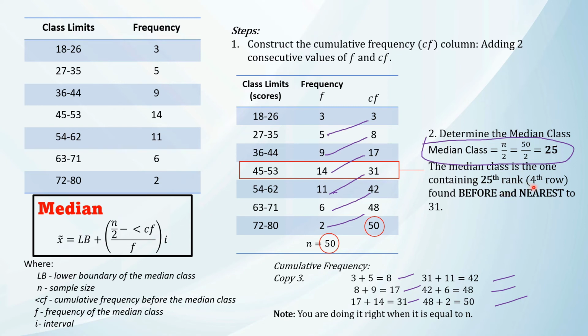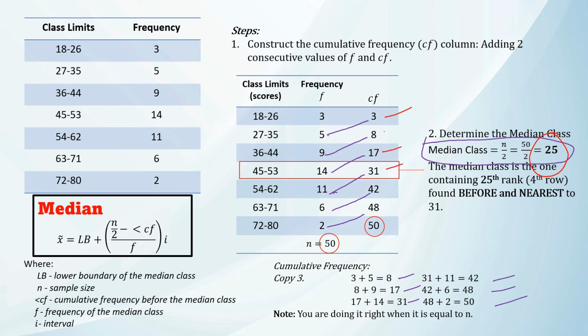So this is the fourth row, found before and nearest to 31. So what will be your basis in finding the median class? Take a look at this. So you have 25. So where does 25 fall? Is it in 3, in 8, in 17, or in 31?